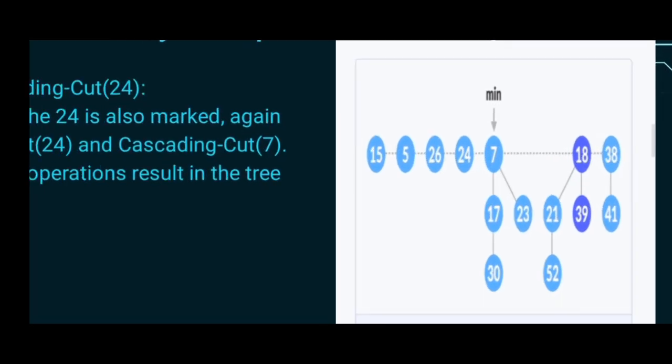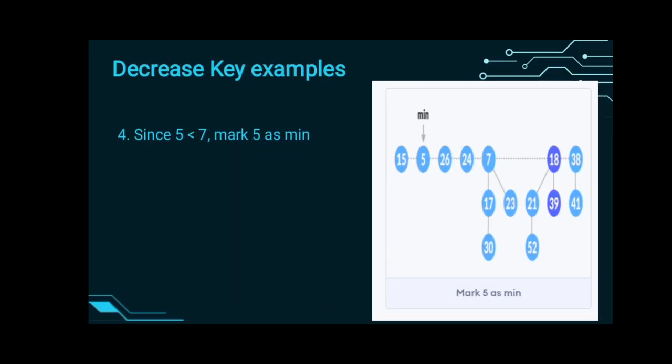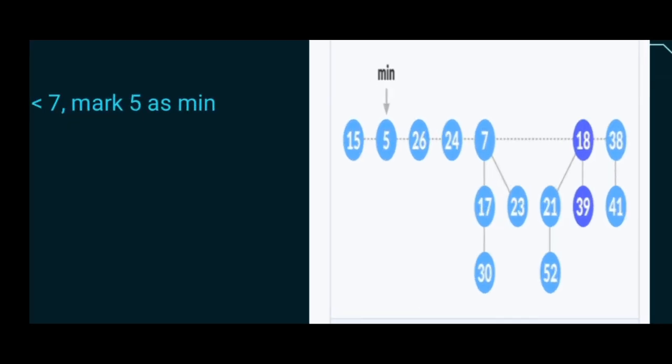So what we do here is the same thing as with 26, where we move it to the root list. Now, you might be wondering, 24 is less than 7, right? But is the structure well-balanced if we do not cascading cut 24? It is not. So we move 24 to the root list to keep our min-heap data structure balanced. And the last step is, since 5 is less than 7, mark 5 as min. Since 5 is less than 7, it becomes our min.